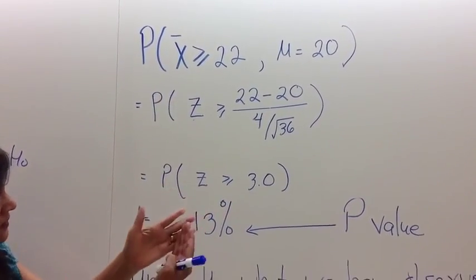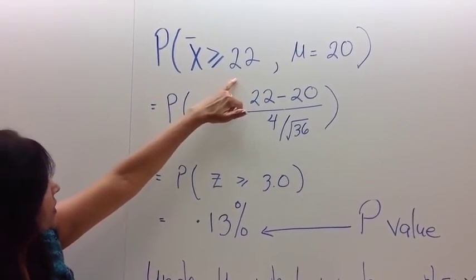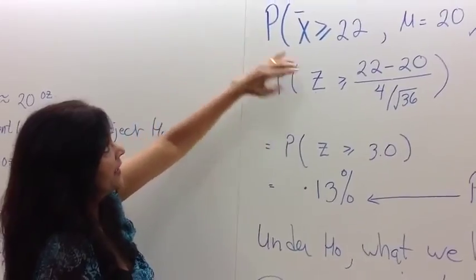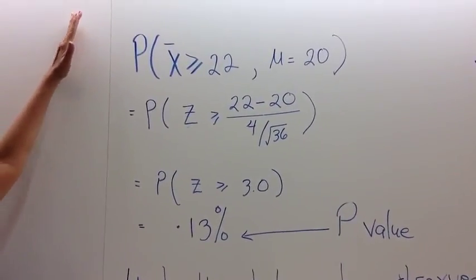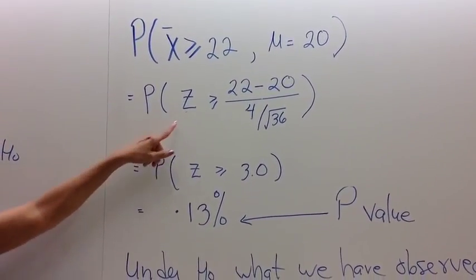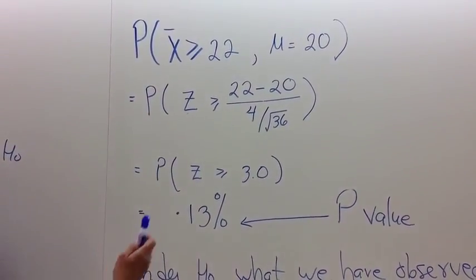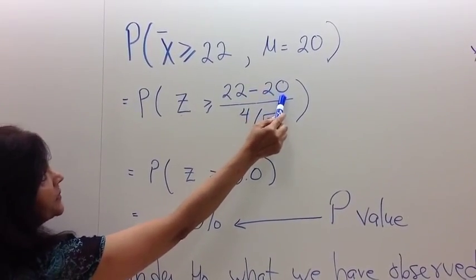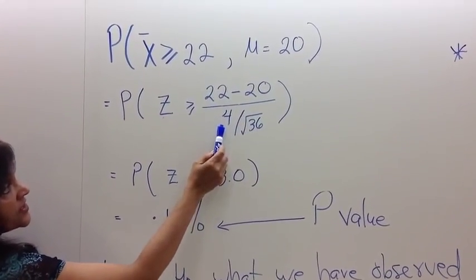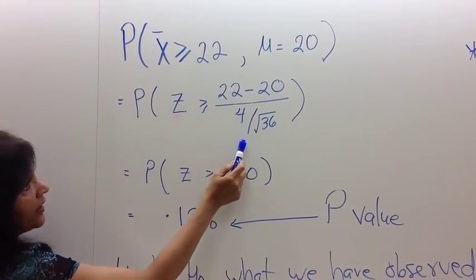Why higher? Because 22 is on the higher side, higher than 20. Expected value was 20. So the question now is, what is the probability that the null hypothesis is true and X bar could be 22 or higher? Well, since X bar has a normal distribution because n is large, we can change this value 22 to a z-score. How? From 22, I will subtract the mean, which is 20, and I will divide by the standard deviation of X bar, which is sigma over square root of n. So that's how we change this 22 to a z-score.